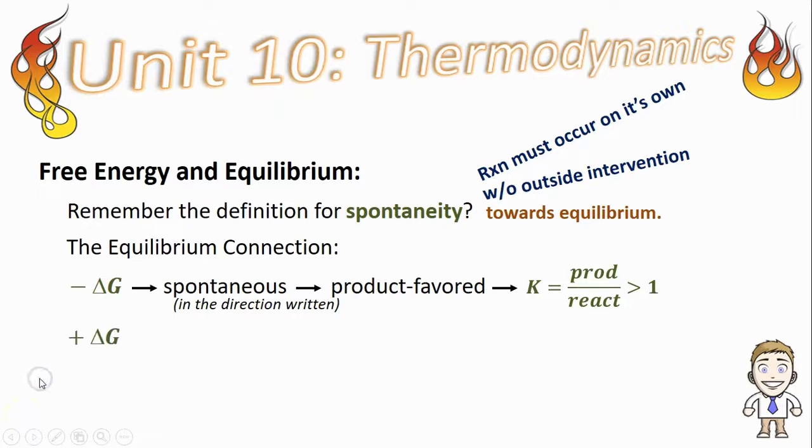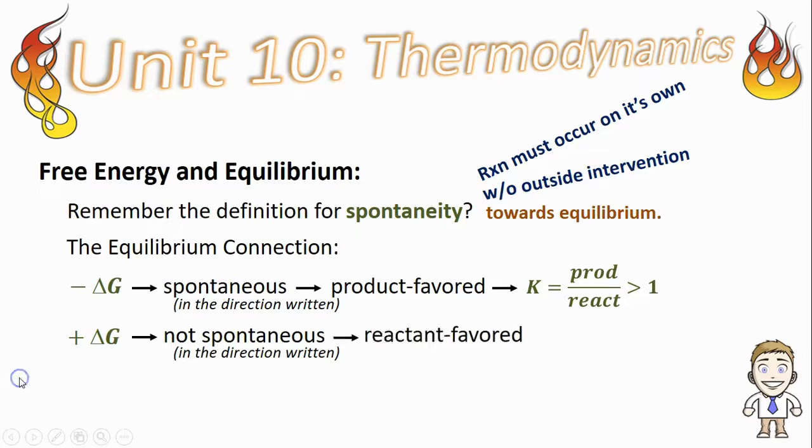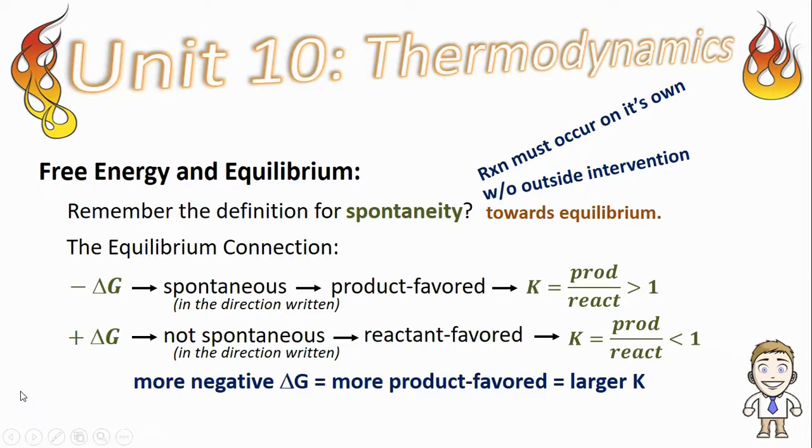We'll see this same series of ideas starting with a positive delta G. Positive delta G, that's a reaction that's not spontaneous as it's written. That's the same thing as saying that it doesn't happen or doesn't make any products. And in the world of equilibrium, not making products is essentially being reactant favored. And the K value for a reactant-favored process, where the denominator is larger, we can expect to be less than 1.